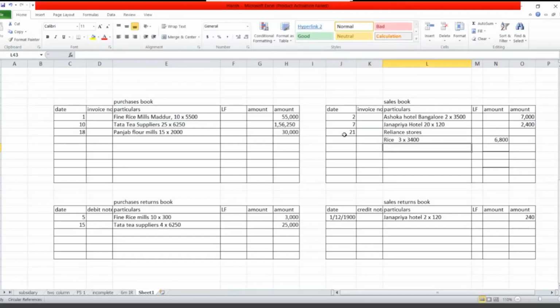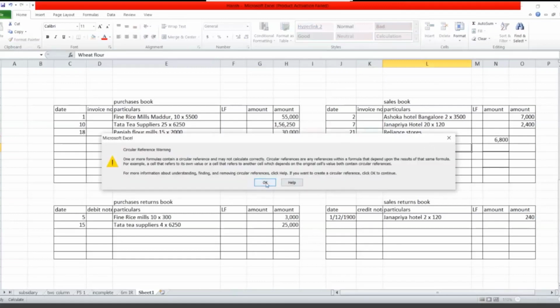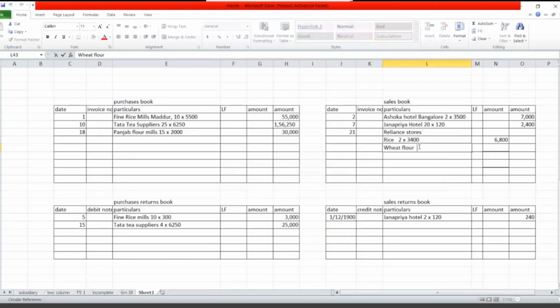And after rice, we have wheat flour. Wheat flour, how many? Sorry, rice is 2, not 3. Wheat flour is 3. 3 into 2,600, what is the amount you got here? 7,800. Then the final total is 14,600.